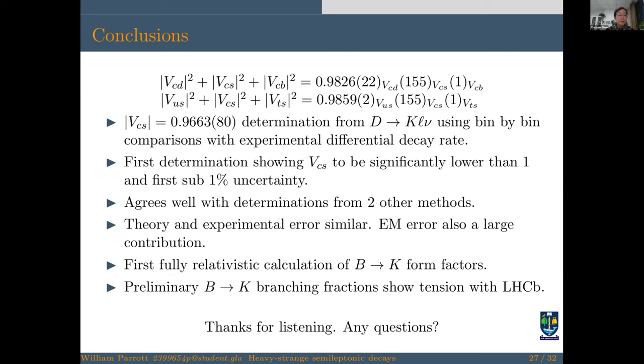Florian. Thanks. Very nice talk, Will. I had a question regarding the electromagnetic error. What strategies do you think can be used to make that smaller?